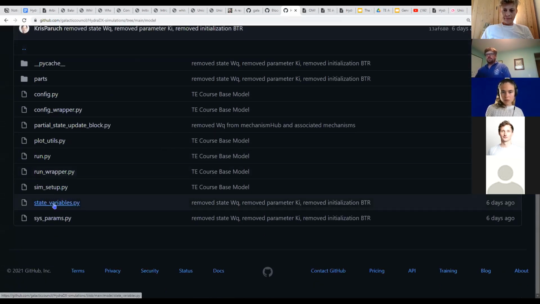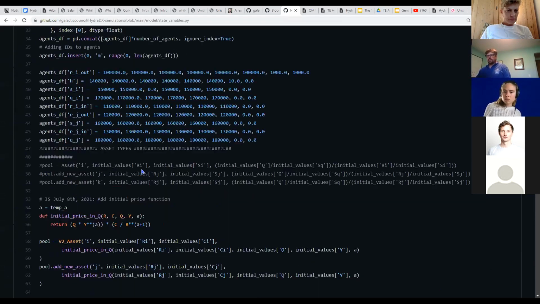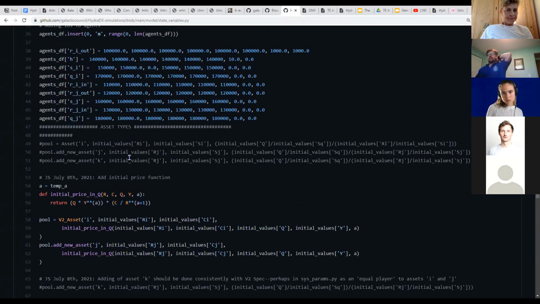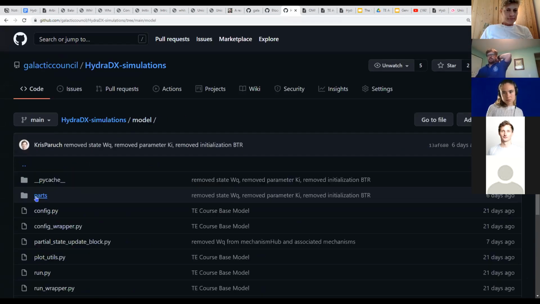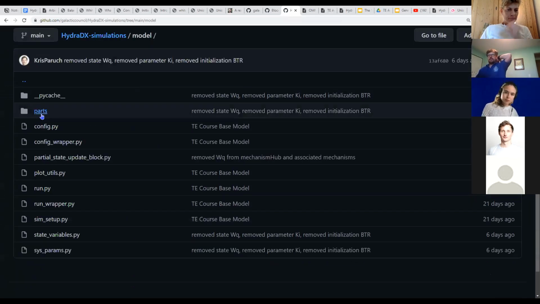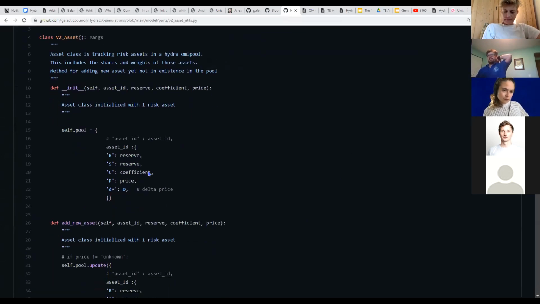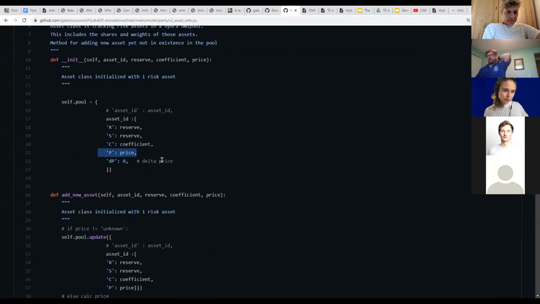I know it'd be a little faster to jump into VS Code. So we can see those. We see the Y being the metric that was specified there, but then also if we look at the asset class here, we also see that we have price as a vector across the risk assets. And reserve and shares and the coefficient.